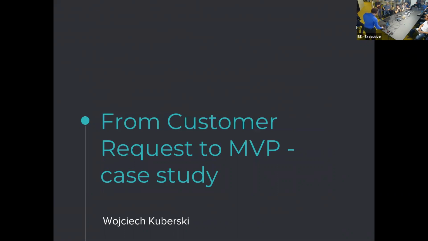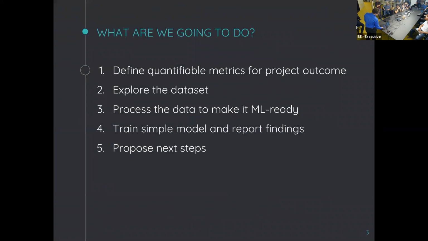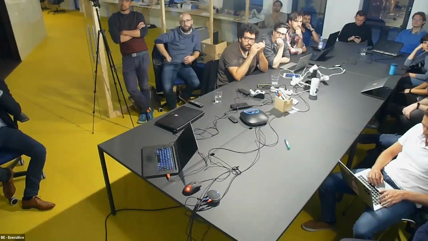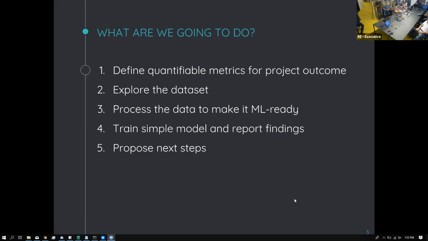So the first thing that you always need to do in a data science project, if you start from scratch, is you want to define quantifiable metrics for which you try to optimize. For example, if you're trying to predict something, you're going to find a metric that will quantify in an easy and objective way whether your prediction is good or bad.